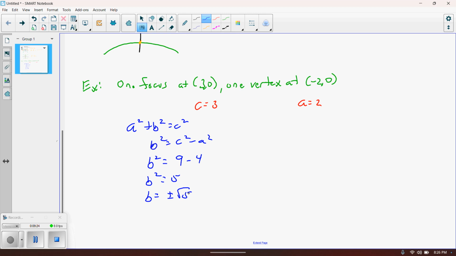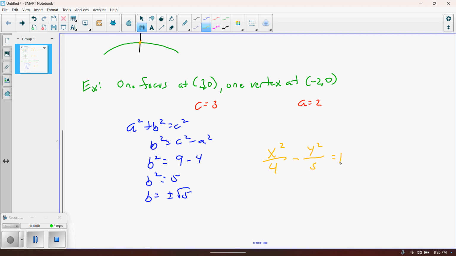Now we have enough to write our equation. So the equation should be, and remember, this is main axis, transverse axis, x-axis. So it should be x squared over a squared, which is 4, minus y squared over b squared, square root of 5 times square root of 5 is 5, equals 1. Okay, and that should be the general equation for that particular hyperbola.